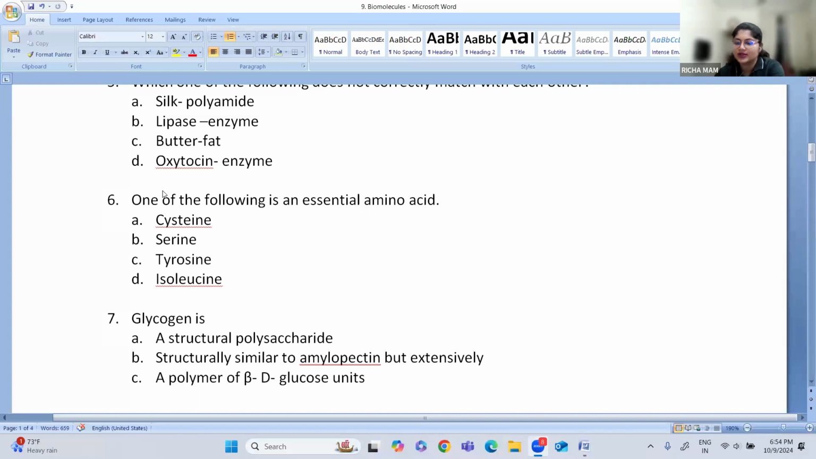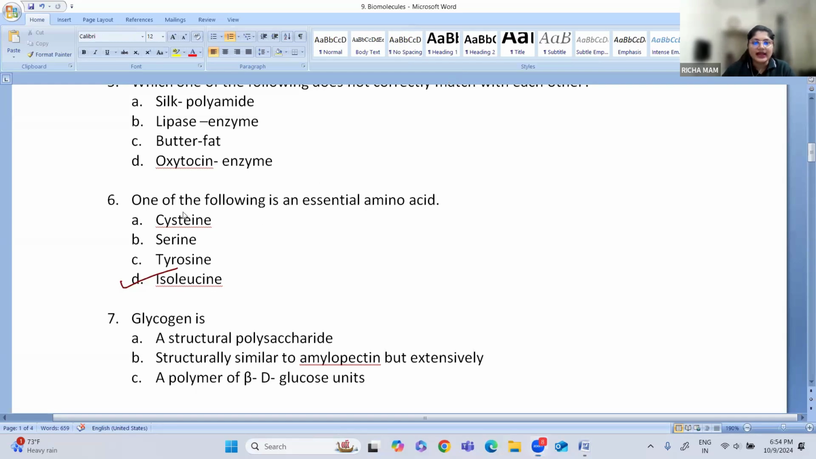So what are essential amino acids? Essential amino acids are not prepared in our body. They are to be taken through diet, right? So which is the example? It is D. So isoleucine is an essential amino acid. It is not prepared or obtained naturally; it should be taken through diet. That is the essential amino acid, isoleucine.